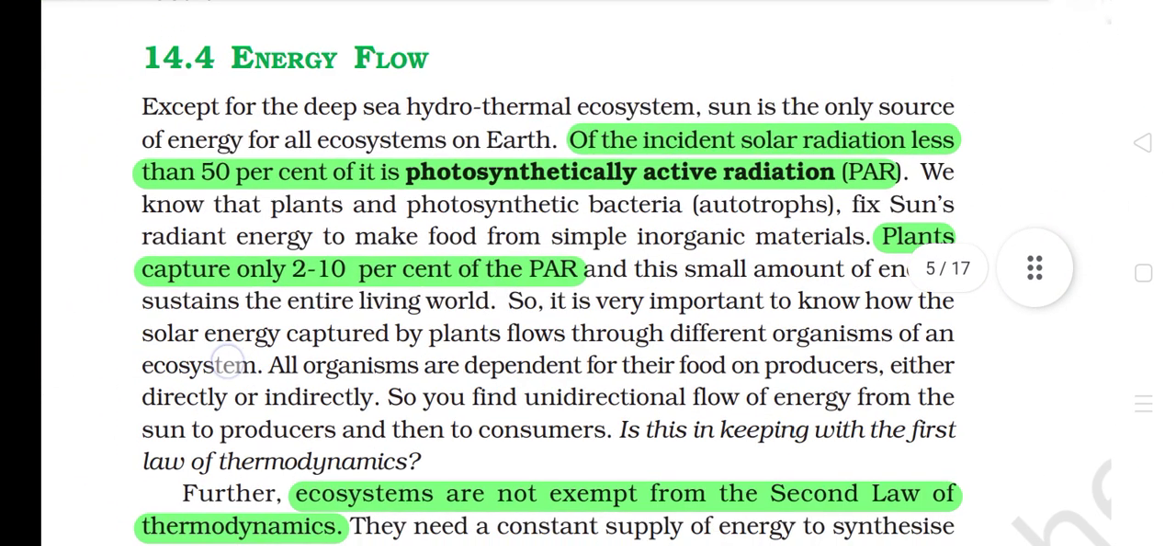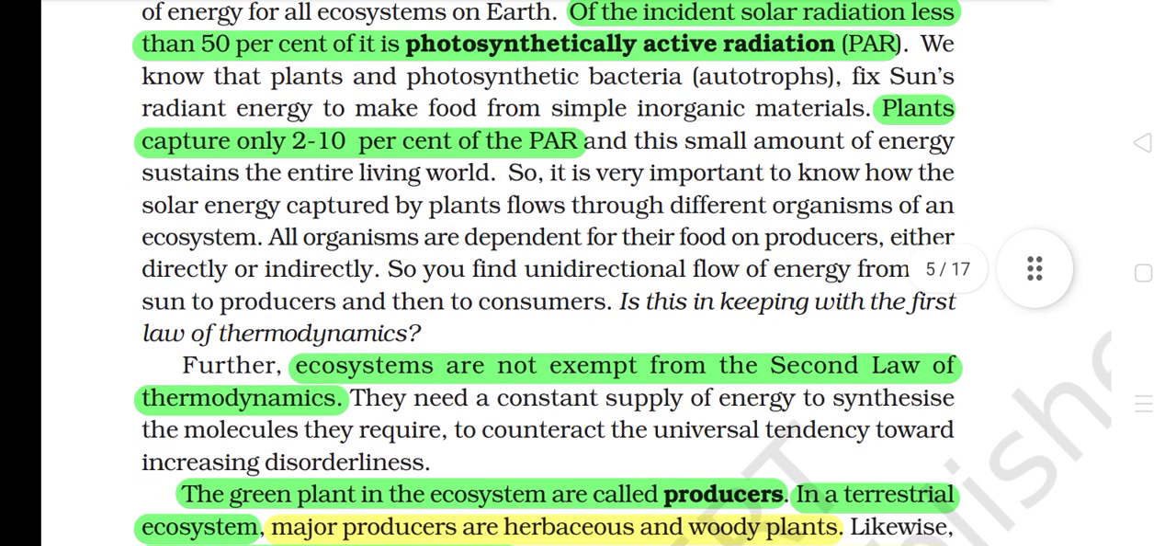14.4 Energy flow. Except for the deep-sea hydrothermal ecosystem, sun is the only source of energy for all ecosystems on Earth. Of the incident solar radiation, less than 50% of it is photosynthetically active radiation, PAR. We know that plants and photosynthetic bacteria, autotrophs, fix sun's radiant energy to make food from simple inorganic materials. Plants capture only 2 to 10% of the PAR, and this small amount of energy sustains the entire living world.